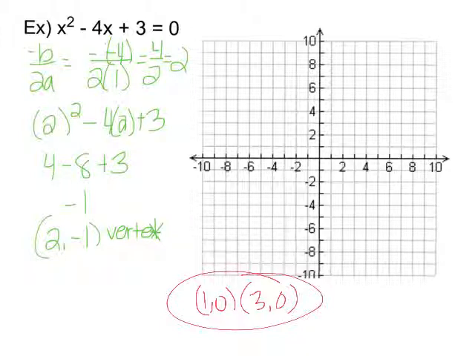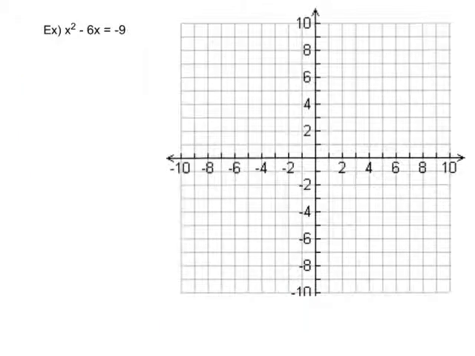For this example, we have x squared minus 6x minus 9. So I need to solve it for 0 because that's how I'm going to be able to find all my roots. So I'm going to rewrite the equation to say x squared minus 6x plus 9 equals 0. So all I did was I added that 9 to the other side. And now I can solve for my vertex.